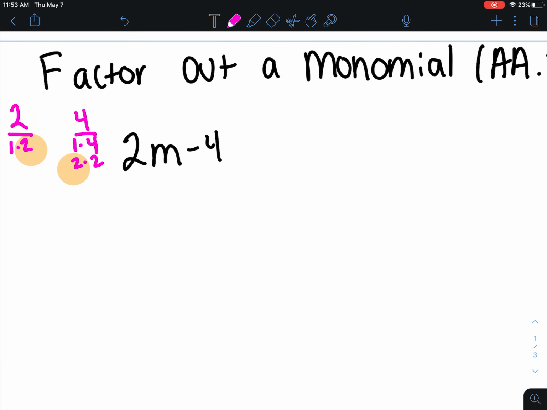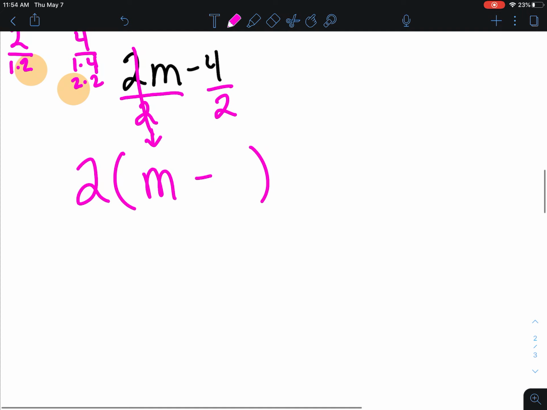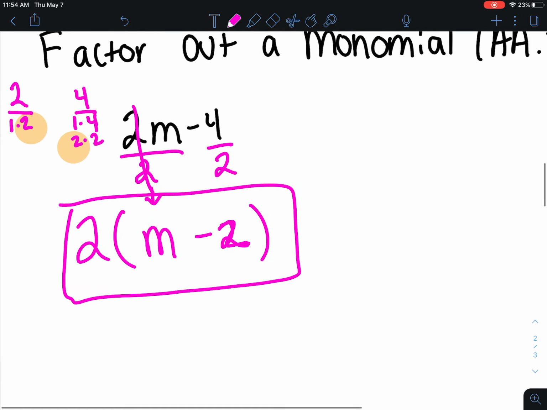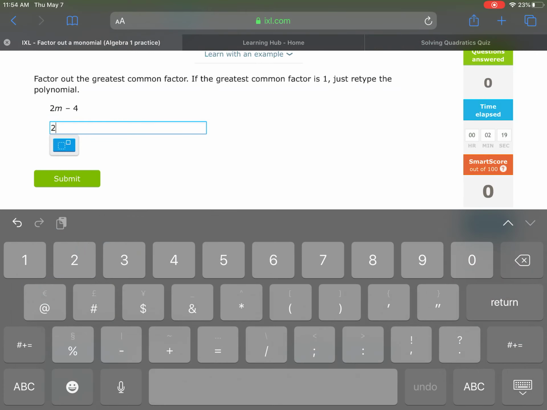Okay, so now that you picked the greatest common factor, that's the number you divide by. So I divide each thing by 2. Now, for your final answer, do not forget to drop that 2 in the very front and put parentheses. Now divide. 2m divided by 2, that's just m. And negative 4 divided by 2, that's negative 2. So that is my final answer, 2 parentheses m minus 2.